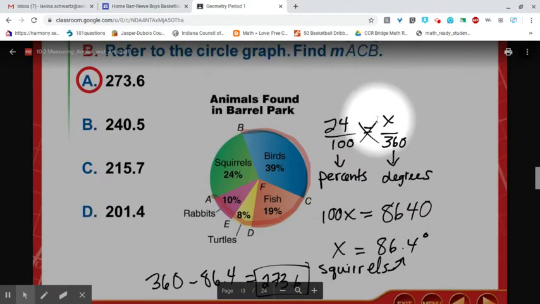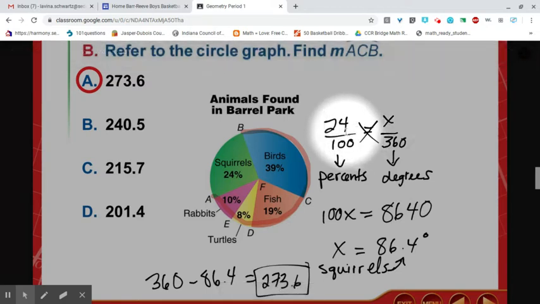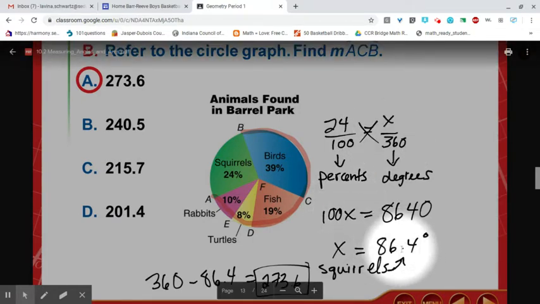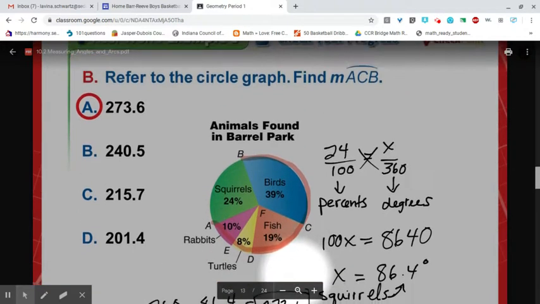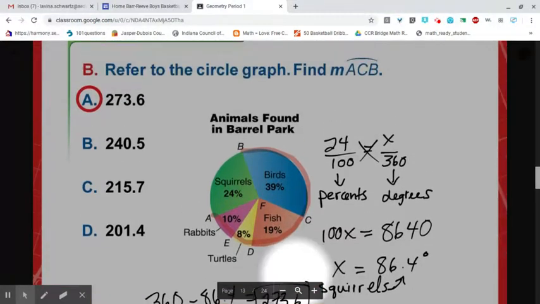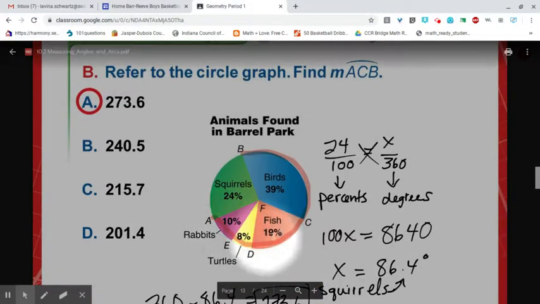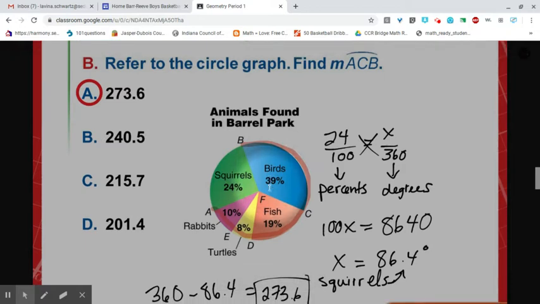So I found out 24% is 24 out of 100 equals X degrees out of 360 degrees, cross multiply. X is 86.4, so that's for the squirrels, which looks just about like a right angle, so that's good. 360 minus that gives me 273.6 degrees for the rest of that chunk, which also seems about accurate.